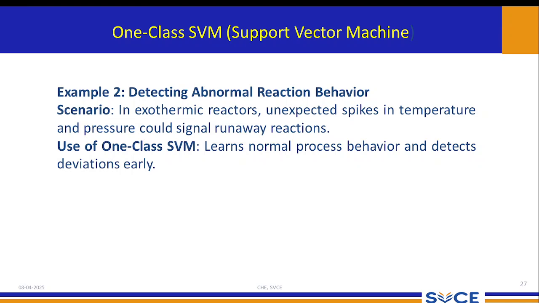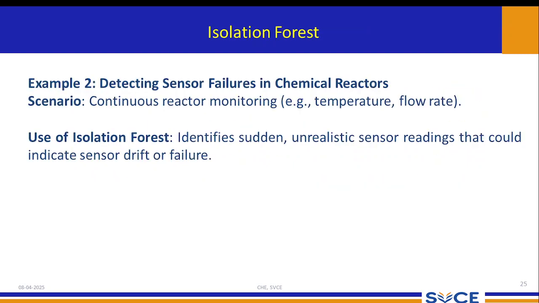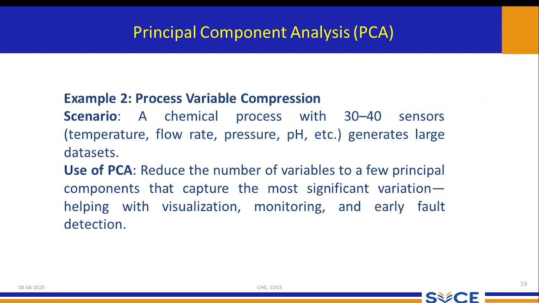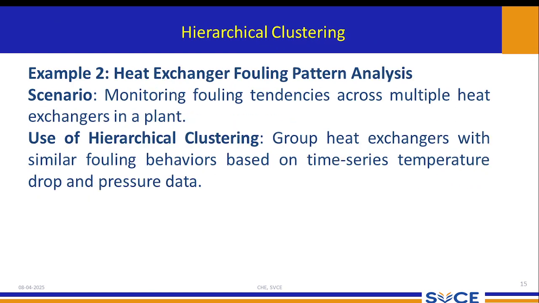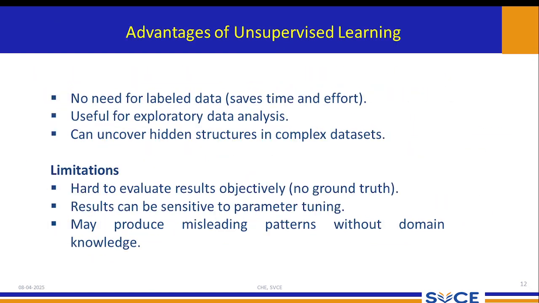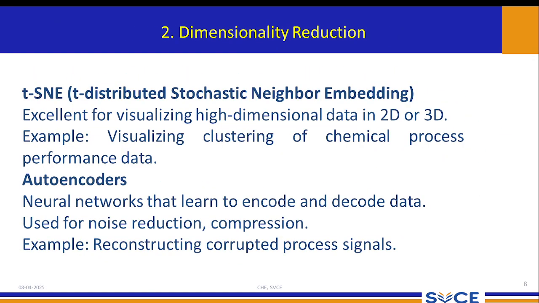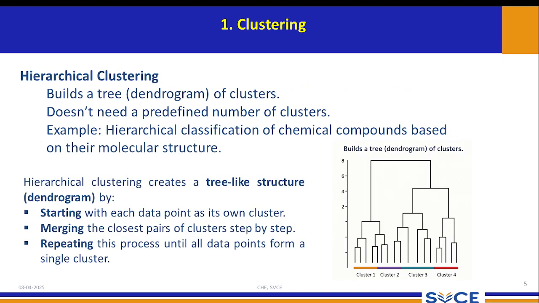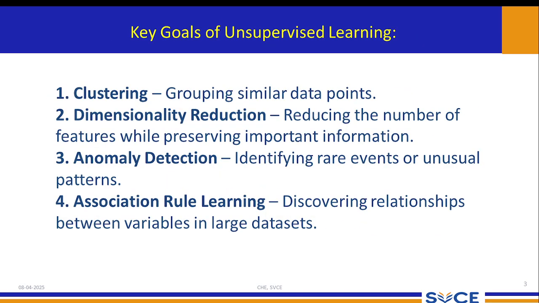So the four categories are clustering, dimensionality reduction, anomaly detection, and association rule mining. These four categories are very important in order to understand unsupervised learning. I will quickly go through them again from the beginning: the clustering, dimensionality reduction, anomaly detection, and association rule mining.